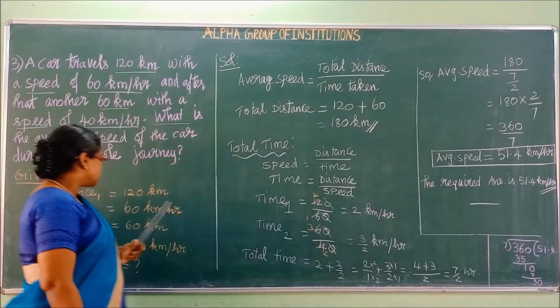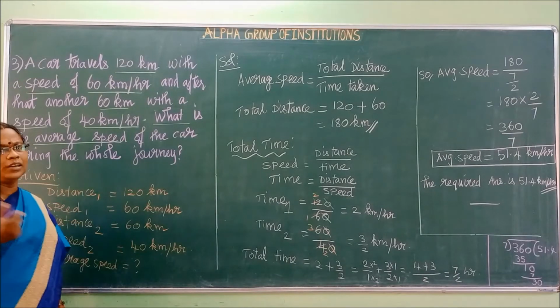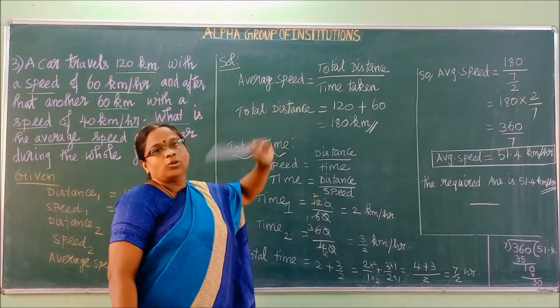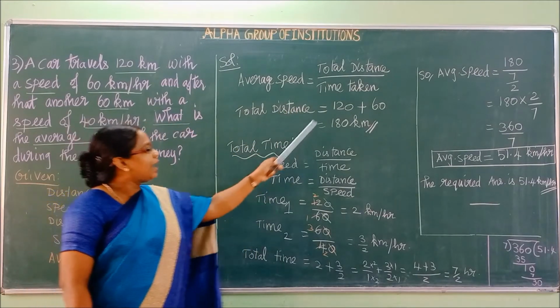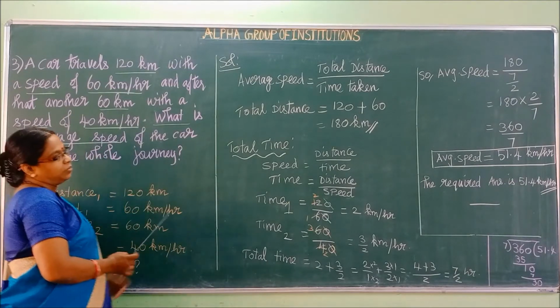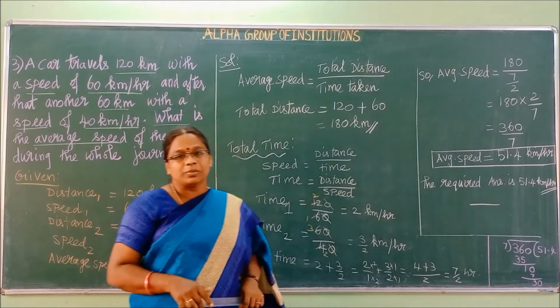So here two distances are given, 120 km and 60 km. So the total distance you need to find. That is what we have asked for in the formula. So what is the total distance? Add both the values, 120 plus 60. So what is the answer? 180 km. Till here it's very simple.